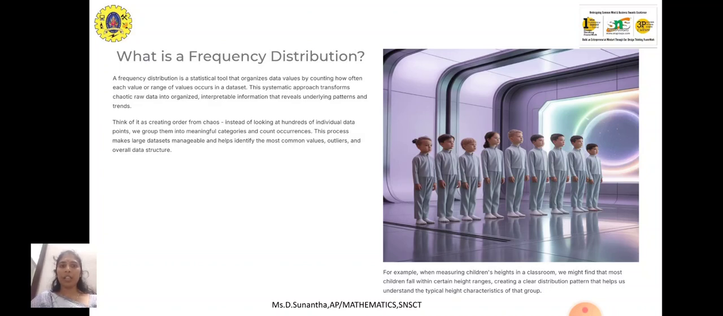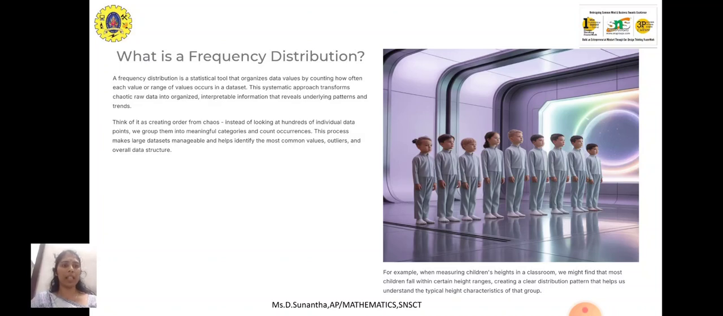Think of it as ascertaining order from chaos. Instead of looking at hundreds of individual data points, we group them into meaningful categories and count occurrences. This process makes large data sets manageable and helps identify the most common values, outliers, and overall data structures.